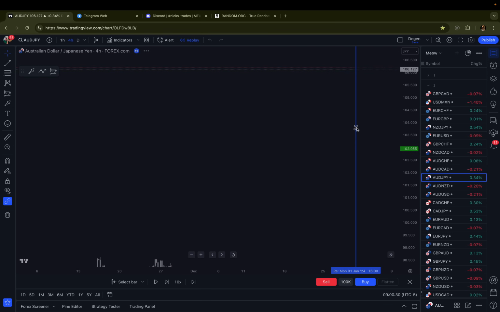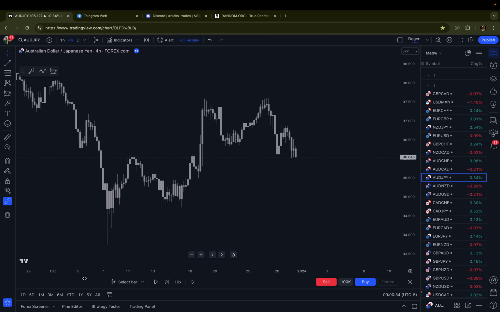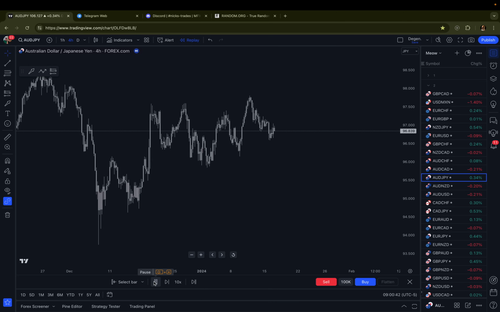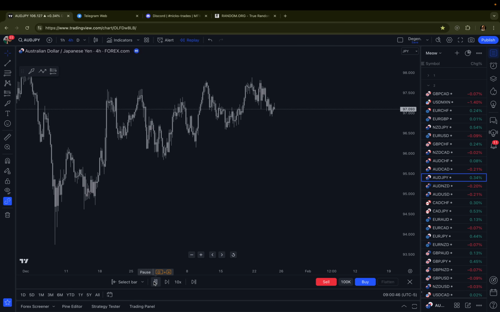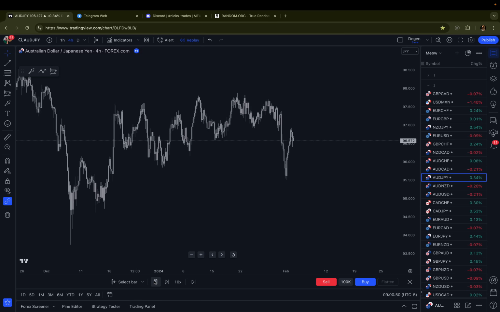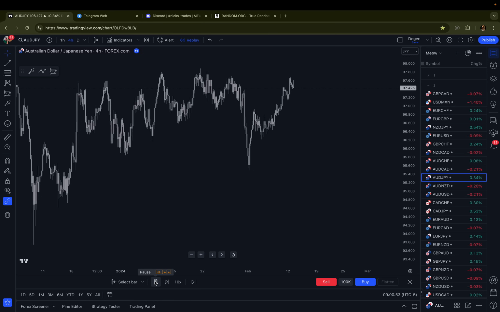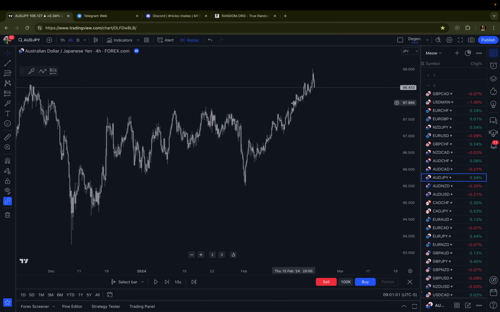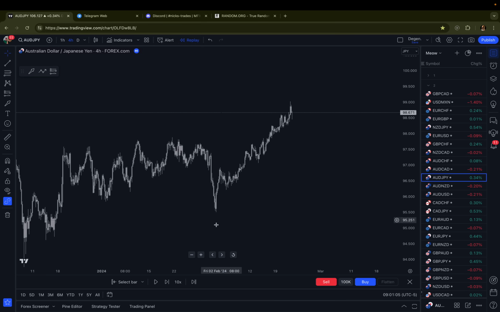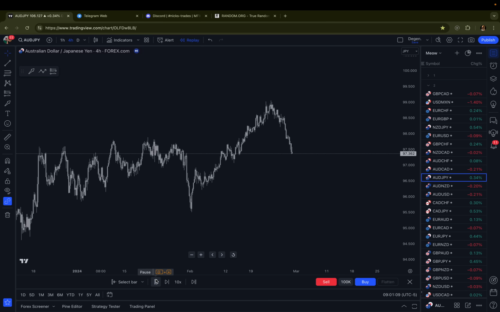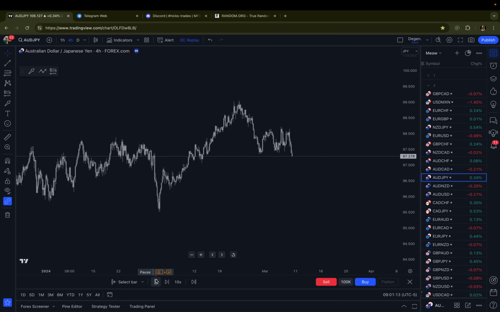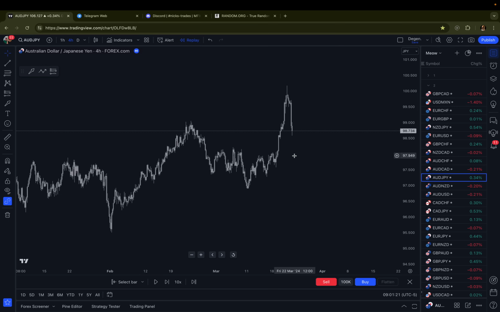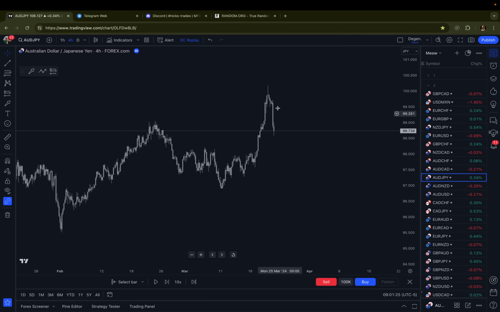AUD-JPY, a sweet currency pair. Scroll back somewhere random. So when's this? This is in January of 2024. If we can knock out the highs here, this will be good. Almost. It's channeling really tightly. This would have been a good trade.